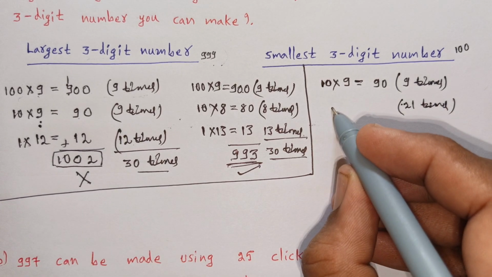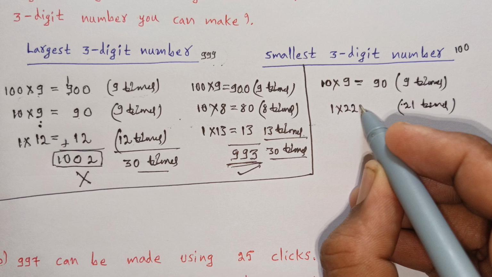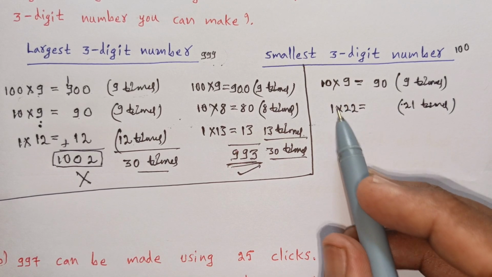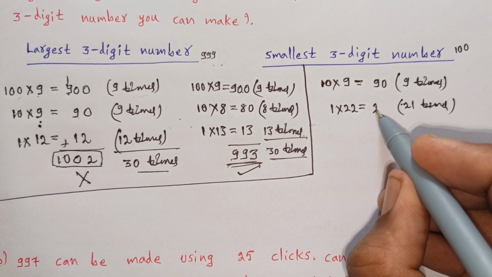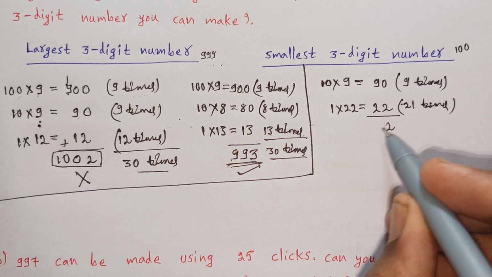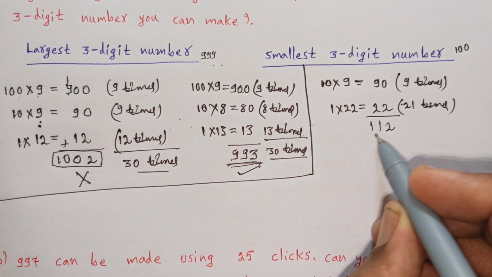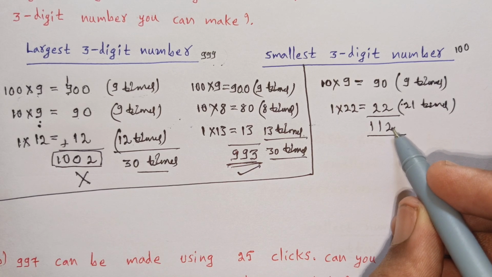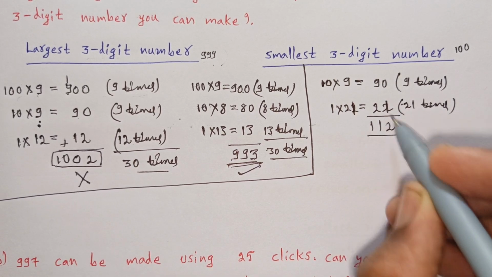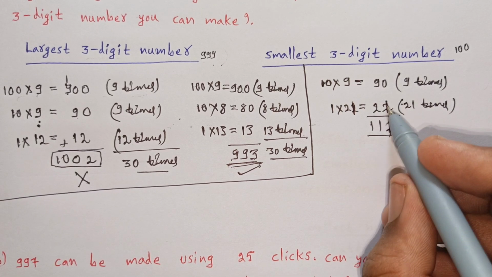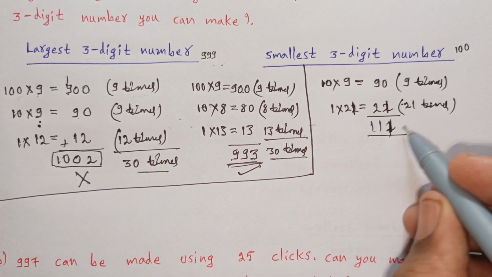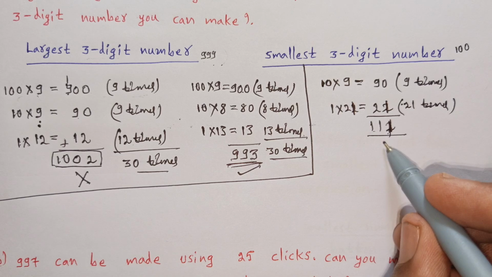So 21 times we will take one button only, because below 10 only one button is there in that calculator. So 90 plus 20 is how much? 9 plus 2 is 11, sorry, it is 21. So triple one we get 21 times. 21 ones, so 111 we are getting.